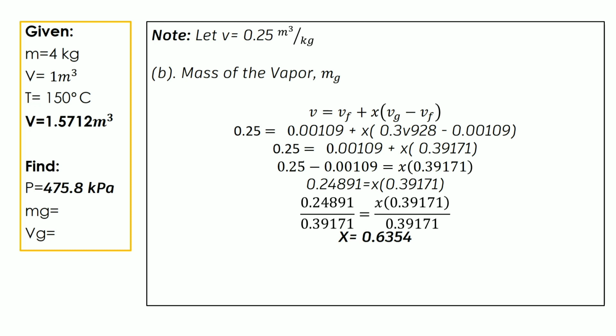So the v, we have 0.25. The specific volume is equal to the saturated liquid at the temperature of 150 degrees Celsius, that is 0.00109, plus our x, the quality x, times the saturated vapor, that is 0.3928 minus the saturated liquid 0.00109. After doing some algebra, we now have our quality x, that is 0.6354.